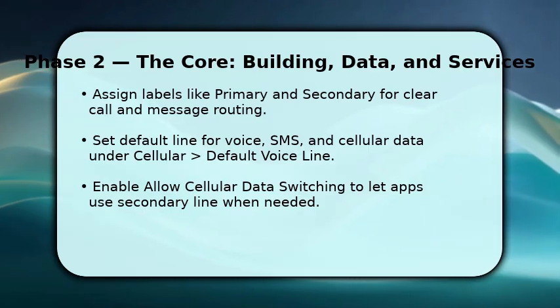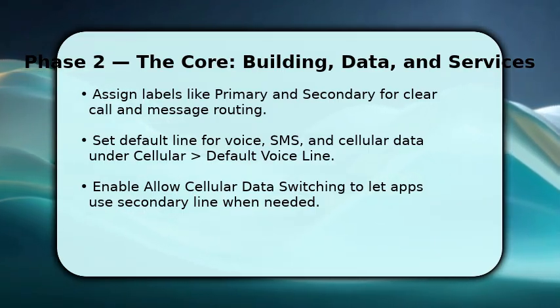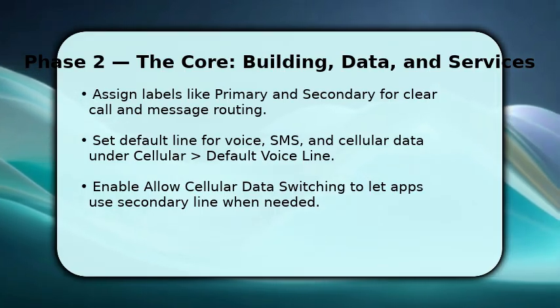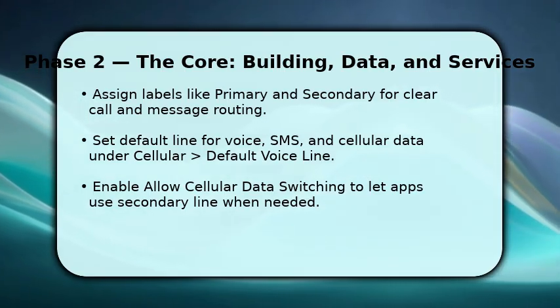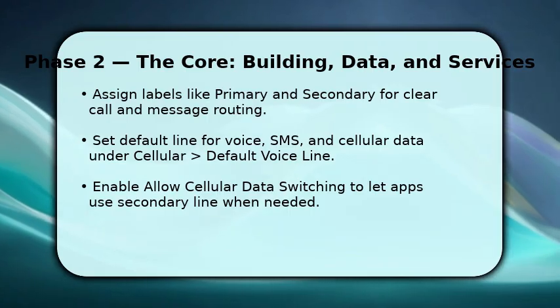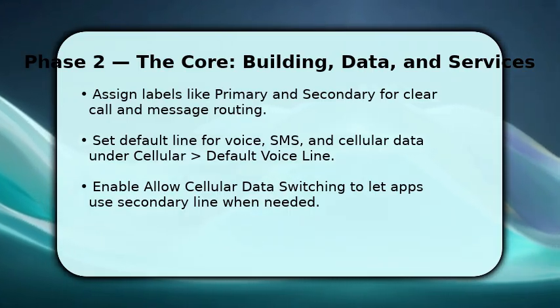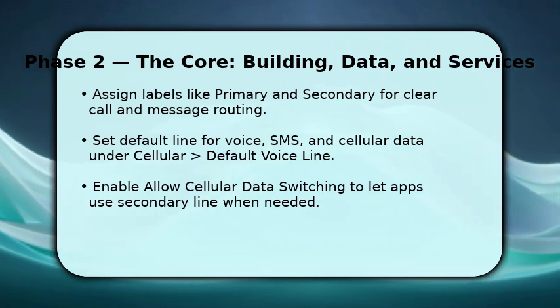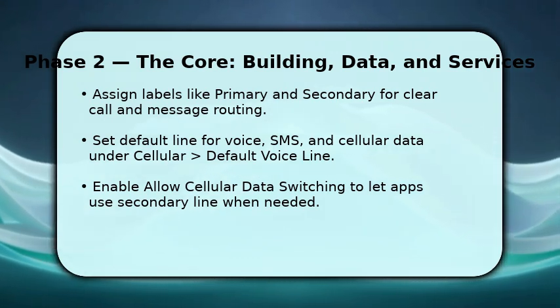Next, set default voice line and the line used for cellular data. Make sure to toggle Allow Cellular Data Switching if you want automatic data switching during calls. This matters because iMessage and Contacts choose lines based on these defaults, so label and set them deliberately to avoid missed calls and billing surprises.